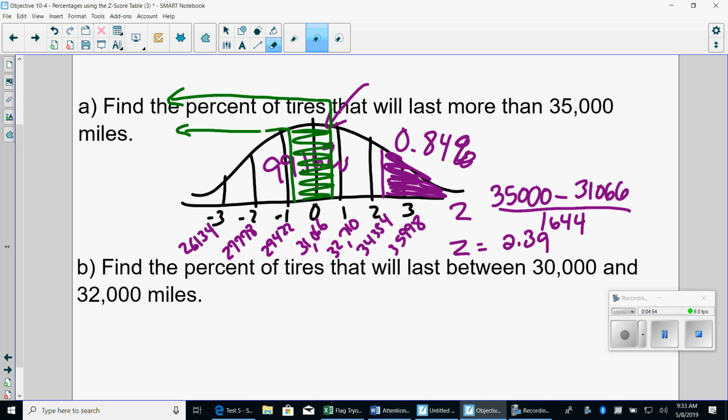Right. So listen, we're going to do what we've normally been doing. I want you to take 30,000 and I want you to find the percent to the left. So make it into a z-score and go to your table. So we're going to take z equals 30,000 minus, what's the mean first?